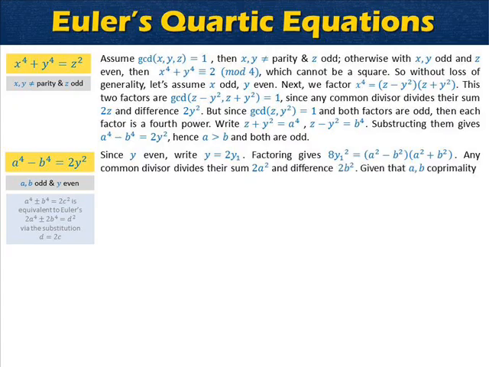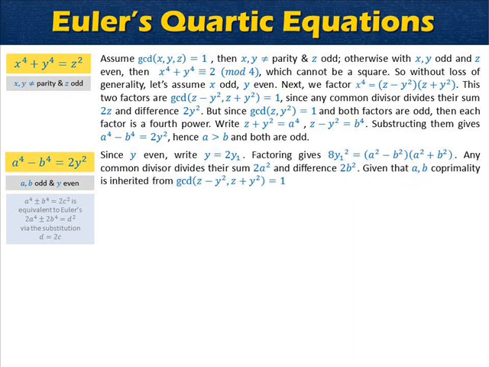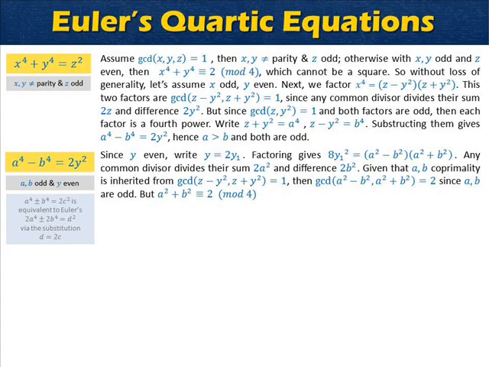Given a and b's coprimality, inherited from the two factors analyzed in the previous paragraph, these factors a squared minus b squared and a squared plus b squared have 2 as their greatest common divisor, since a and b are odd. But a squared plus b squared is congruent to 2 modulo 4. Hence, 4 divides a squared minus b squared, and 2 divides a squared plus b squared.